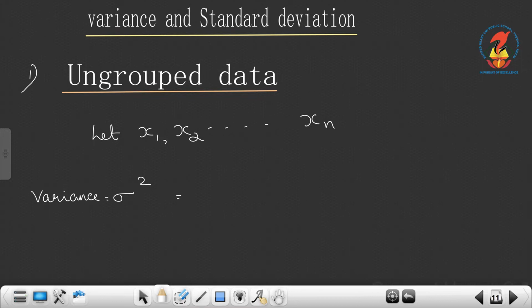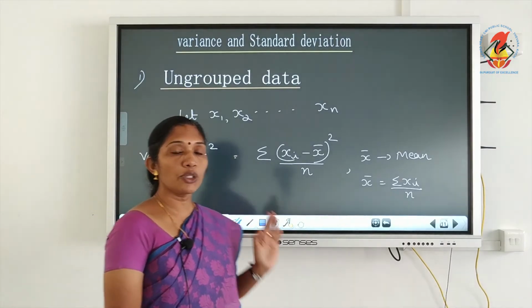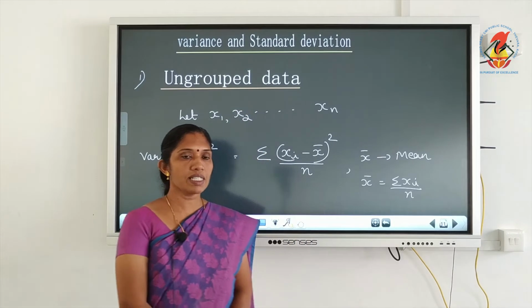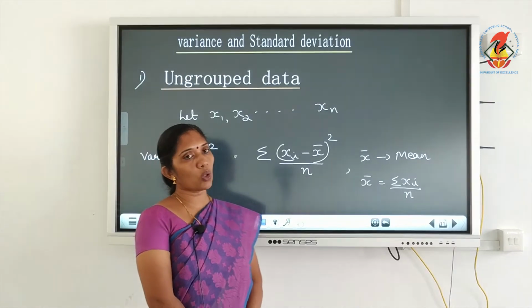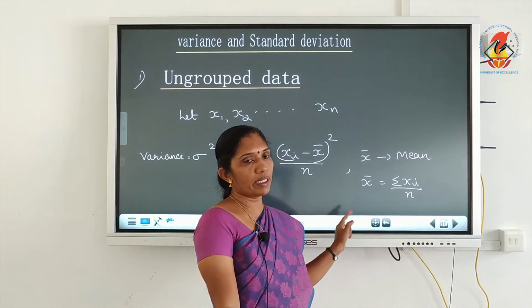So variance sigma square is defined as sigma xi minus x bar whole square by n, where x bar is the mean. How to calculate this x bar? x bar is the sum of the observations, that is sigma xi by small n. So for ungrouped data x1, x2, etc., xn, n observations, the variance is denoted as sigma square and defined as sigma xi minus x bar whole square by n, where x bar is the sum of the observations by the number of observations.